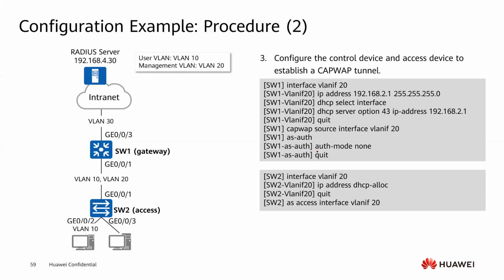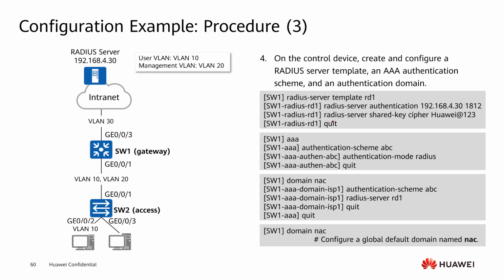And it changes the authentication mode to none. That means all of the access devices can associate with me. And then you need to do some configuration for the control mode, just for the authentication and for the authorization. So for the authentication, you need to configure the RADIUS server template, just like the authentication configuration. And you need to configure the 3A.